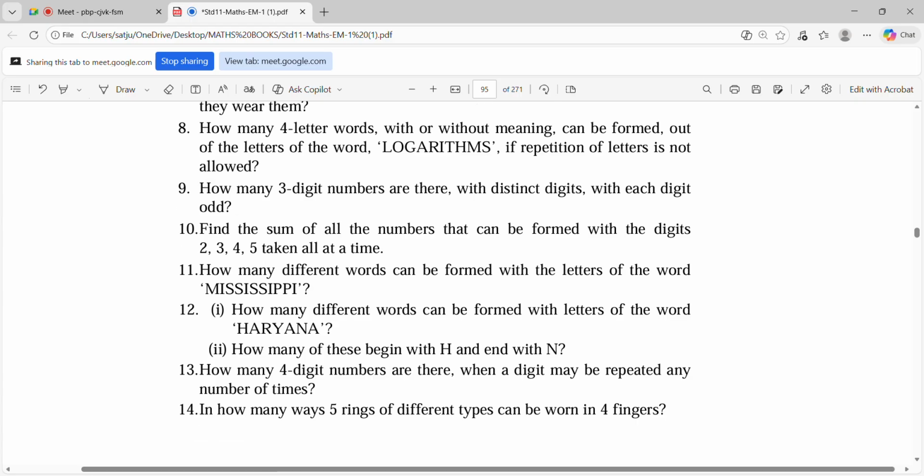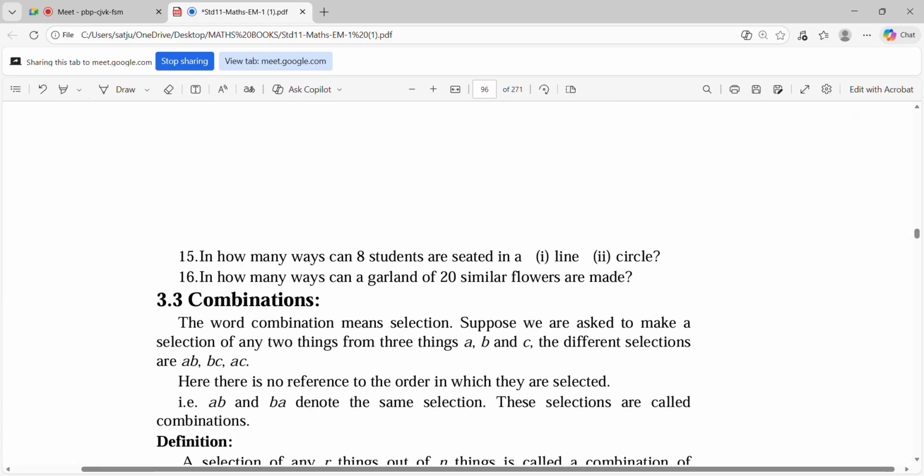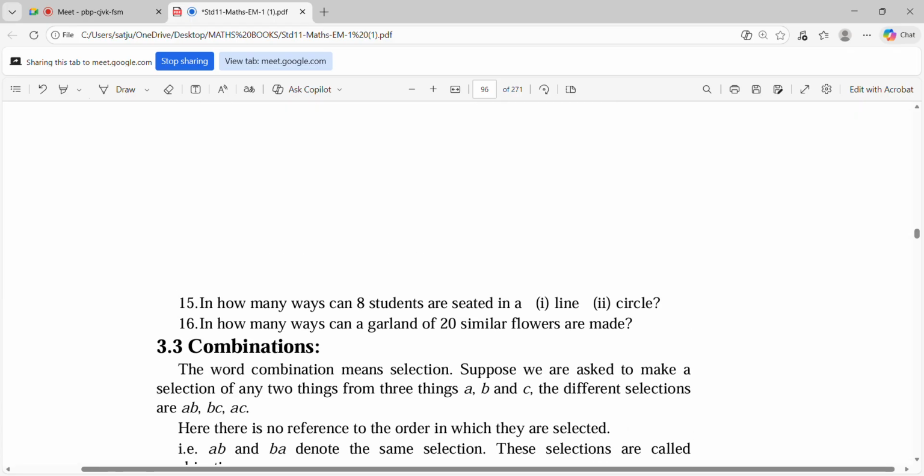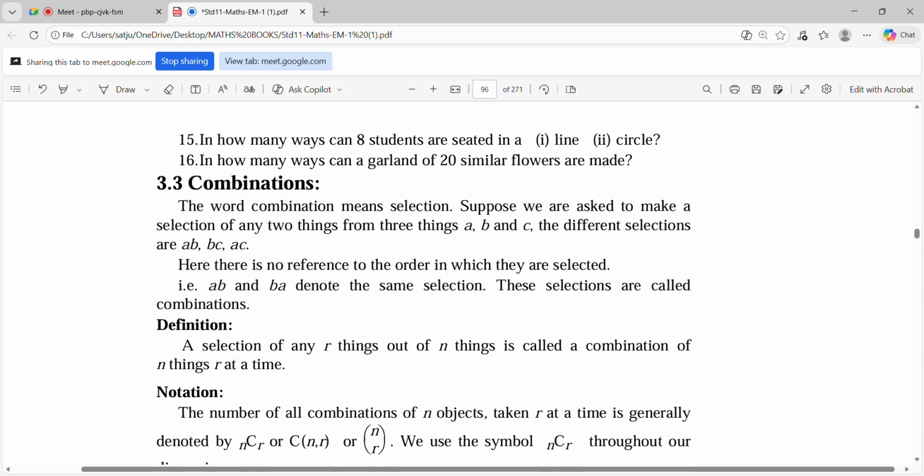Now we have completed permutation. Now answer the 16th question. How many ways can a garland of 20 similar flowers be made? 20 similar flowers.